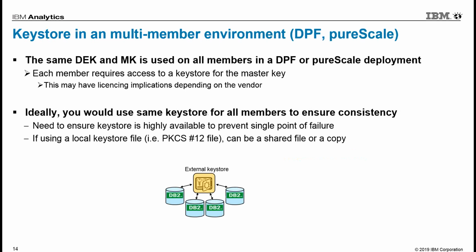When you're talking about a multi-member system, DPF or pureScale, the same data encryption key is used on all the members. Obviously, it makes sense in pureScale because they're all accessing the same data, and the master key for the same reason. They all require access to the Keystore. So for some vendors, depending on their licensing model, they may say, hey, you can have 100 connections to the Keystore, that's fine. And others may say, for every 10, you have to have a new license. So if you have a 20-member system and you're using the second vendor, you might have to have 2 licenses, that type of approach. So be aware of licensing impact.